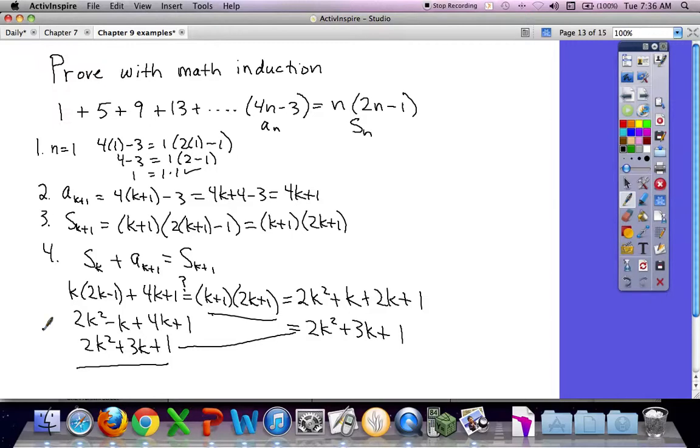So in all, right, we verified it worked for n equals 1. We showed that if it works for one number, it must work for the next number. Therefore, if it works for 1, it works for 2. If it works for 2, it works for 3, and so on and so on. So this is true for all n. And that is the point of math induction.